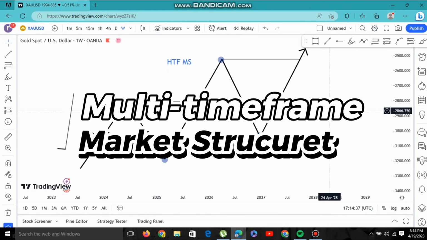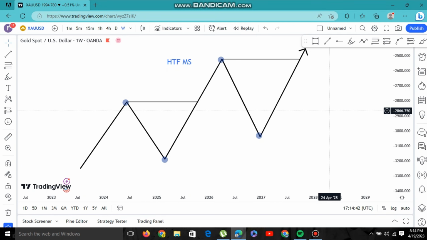Previously we had looked at market structure alone, and then we looked at advanced market structure, and now we are going to continue to look at multi-time-frame market structure. This simply means we are going to be dealing with more than one market structure at a go to look for a single move in the market. And as you've seen in the previous videos, we are always looking for these impulsive moves.